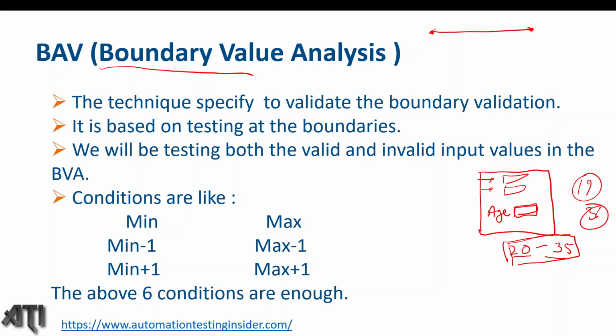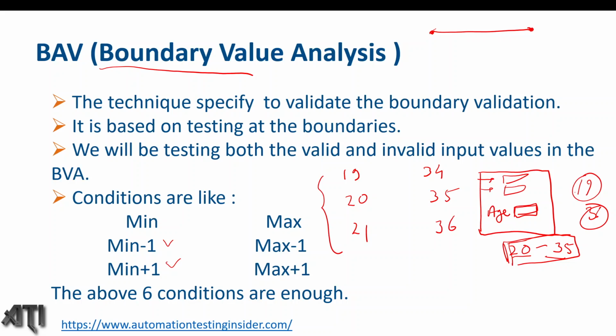Now how do you derive the test cases in boundary value analysis, right? Our minimum value is 20 and maximum is 35, correct? And we have condition minimum minus 1. So what is minimum minus 1? 20 minus 1, 19. Minimum plus 1, 21. How about at the maximum side? Maximum minus 1, 34. Maximum plus 1, 36. So these are the 6 test cases, guys. From here we derive the 6 test cases. So no need to test each and every value like 20, 21, 22, 23, 24, 25 like that.